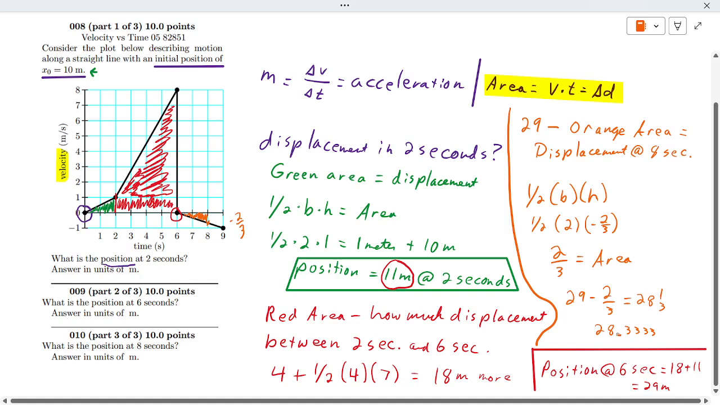Now, of course, these are my numbers. You should look at your own values and work it out in the same way. Remember, area is what we're working with for displacement, and combining those.